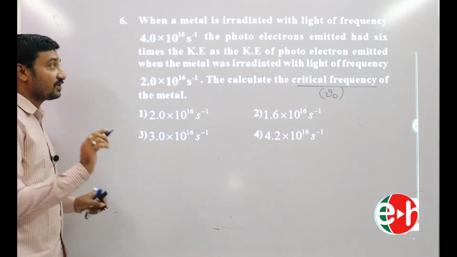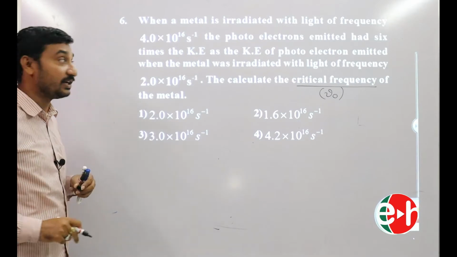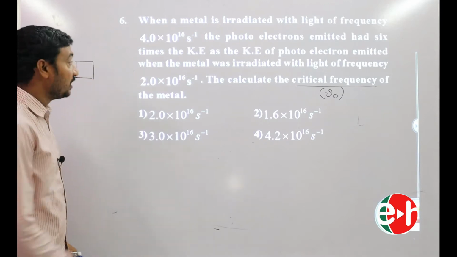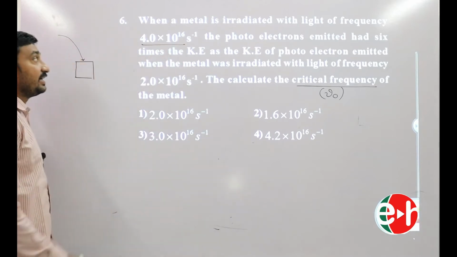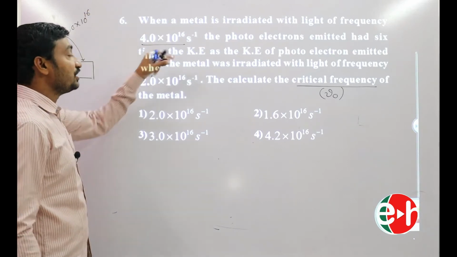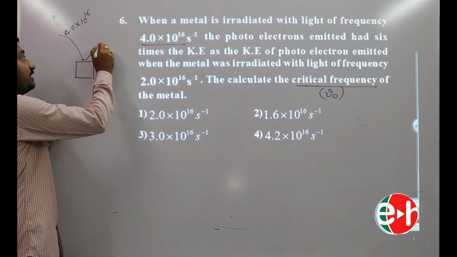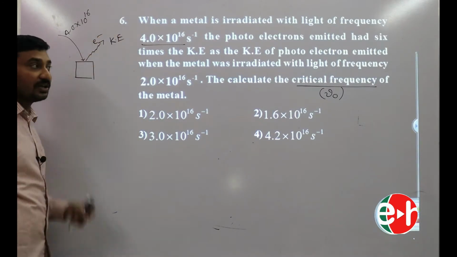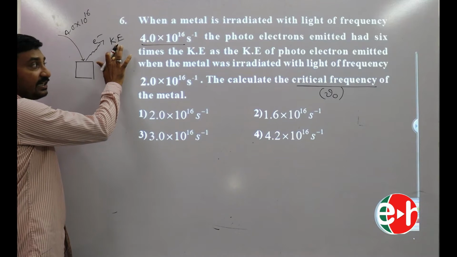First of all, you should read the question completely and understand it clearly. What is the given question? There is a metal, and it is struck with electromagnetic radiation of frequency 4.0 × 10^16. Light of frequency 4.0 × 10^16 strikes the metal surface, then photoelectrons are emitted. Let the kinetic energy be Ke. Now this kinetic energy is 6 times.